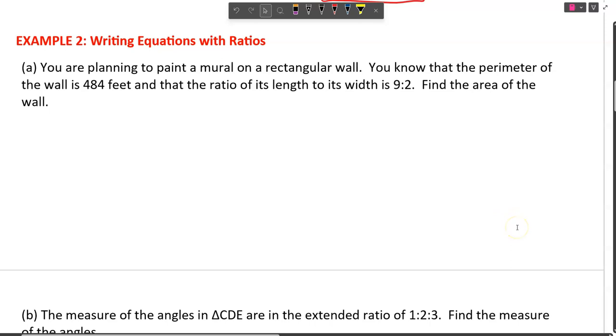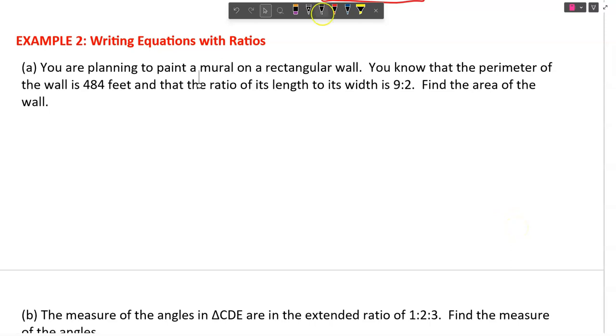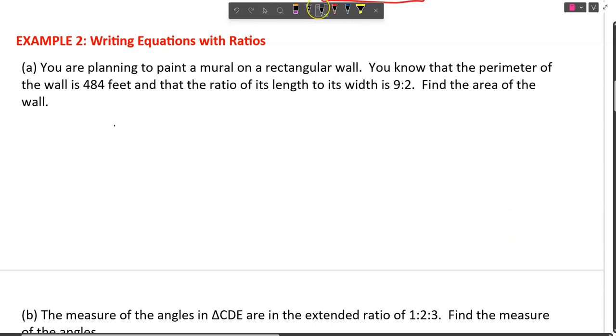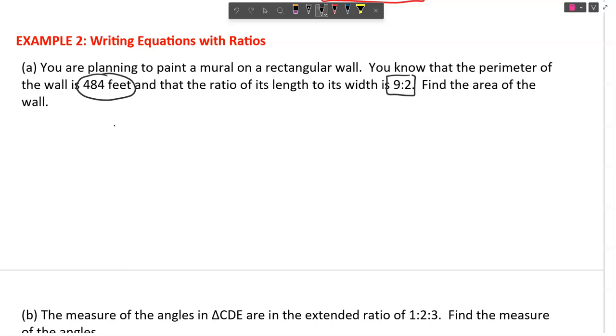The first one says you are planning to paint a mural on a rectangular wall. You know that the perimeter of the wall is 484 feet, and the ratio of the length to its width is a 9-to-2 ratio. Find the area of the wall. So let's start with the idea that we're talking about a rectangular wall, and length and width is how we measure the two main measurements of the rectangle.